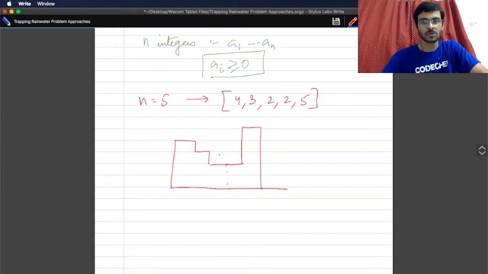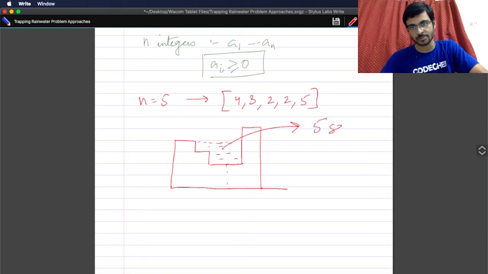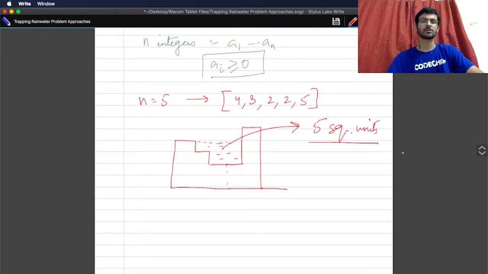What can we say now? Over here this part is going to be filled with water. This set of two rectangles, this part will be filled with water. So if you find out the area, how much is it going to be? 1 2 3 4 5 square units, right? You have to mention how many square units are going to be filled.